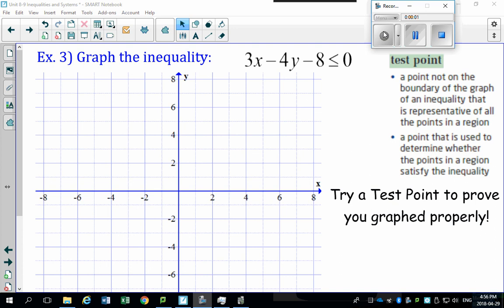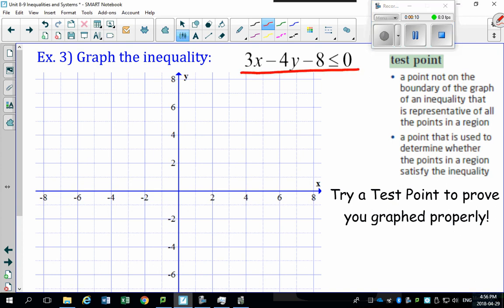Okay, let's graph this. Notice that we're just dealing with linears. We're not dealing with quadratics yet. Let's learn to walk before we run. Okay, first things first. This one looks like it'd be ideal to graph using the x-intercept, y-intercept method.